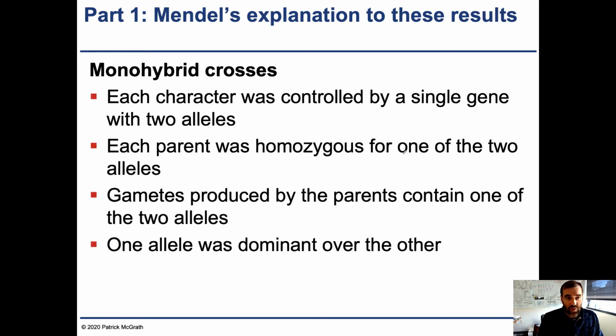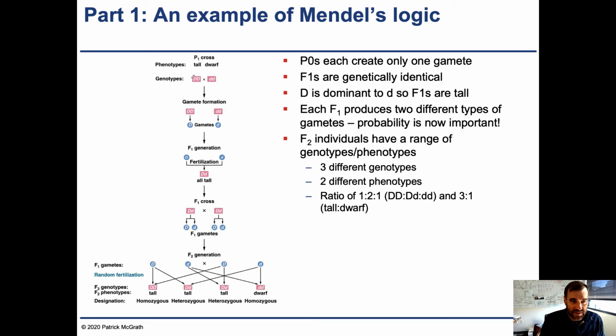And so he could explain this because he made the leap to say that each one of these characters was controlled by a unique single gene that had 2 alleles. Each parent was homozygous for one of those 2, and gametes produced by the parents contained one of the 2 alleles, and one was dominant over the other. So let's see how that's done. So here is an example of the tall versus dwarf cross, and so he said that there was a single gene called D that controlled the tall dwarf phenotype.